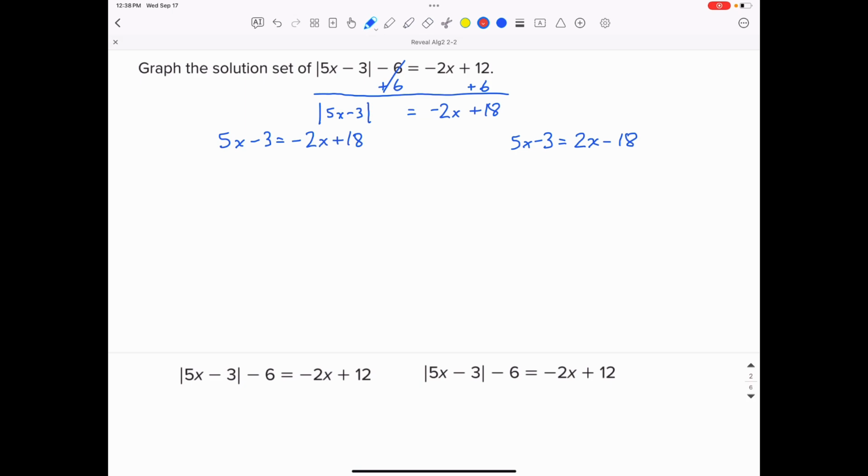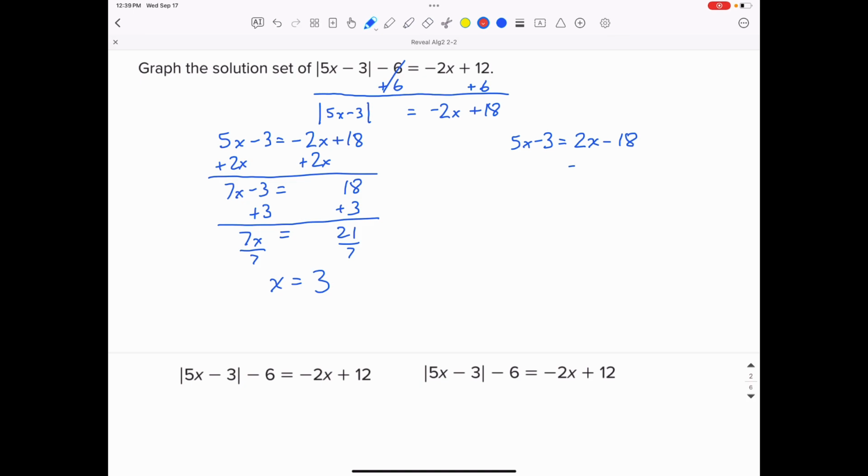So back on the left case, I should add this 2x to both sides. I got to get the x's on the same side again. So 7x minus 3 equals 18. I'll add 3 to both sides. So we get 7x equal to 21. And then divide by 7, and we get x equal to 3. That's a potential solution. And now let's do the one on the right side.